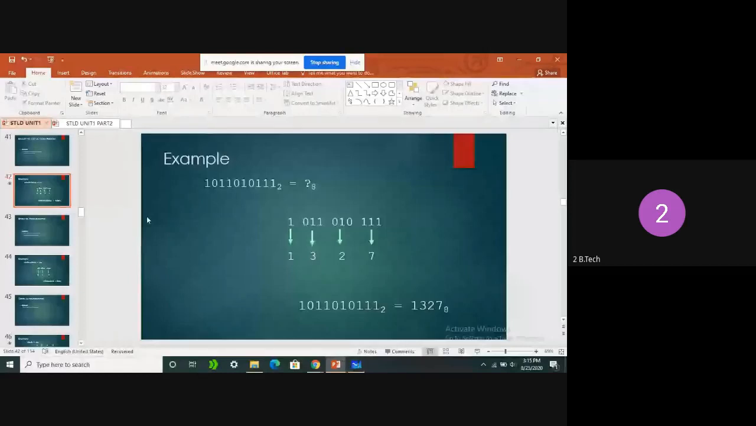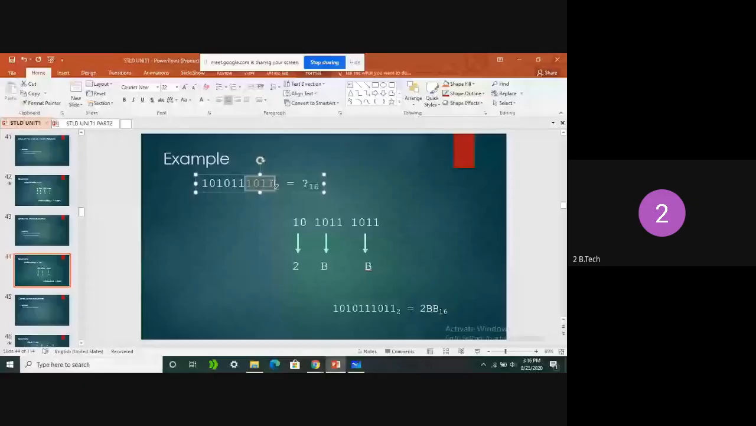Okay. Next we can go with binary to hexadecimal. Here we group into four digits each, and we can find its hexadecimal representation. First of all, what are the first four values? 1, 0, 1, 1. So 1011 is nothing but this is 1 into 2 power 0.